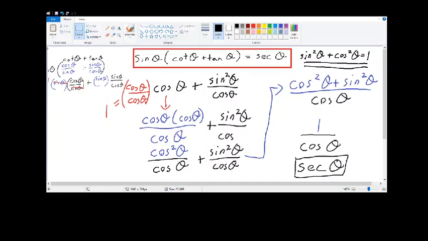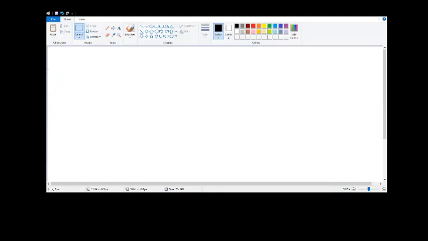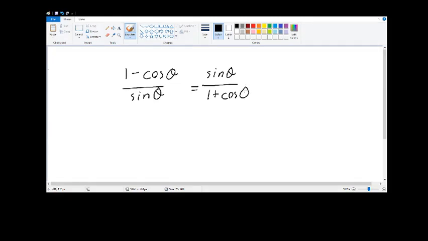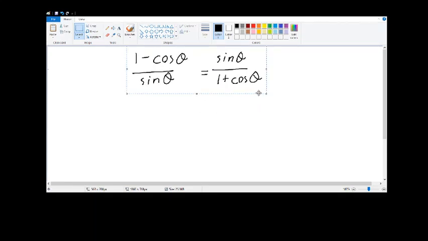All right, so in this case, we're going to move to our next question. Now, our next question here is 1 minus cosine theta over sine theta is equal to sine theta over 1 plus cosine theta. This is what we're going to be looking at. We're going to keep this up at the top so that we can constantly see it wherever we might need.